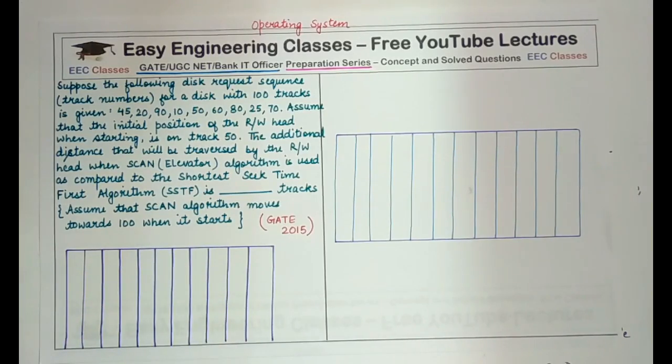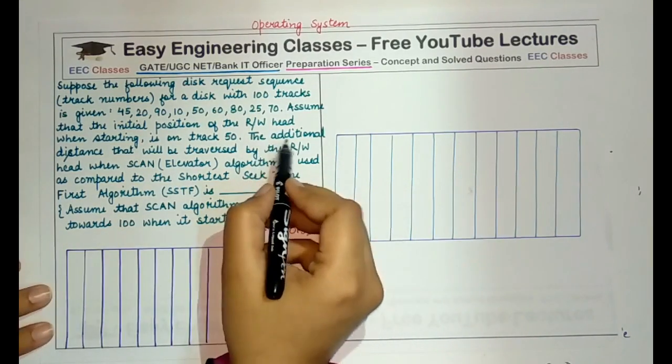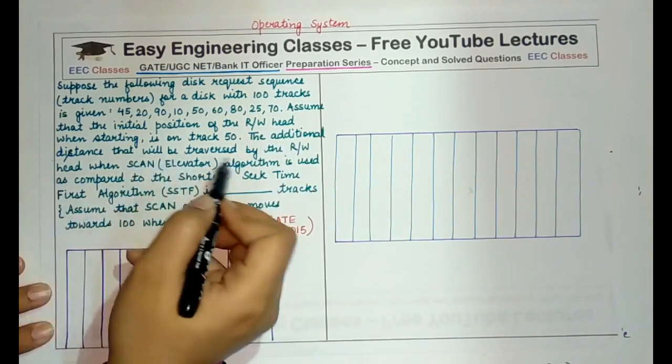Okay, so basically you are given a sequence of different track numbers that are requested, and you have to find a comparison between the SCAN algorithm or the elevator algorithm and the SSTF algorithm, which is the shortest seek time first algorithm, and you have to tell the difference. Please read the question carefully. It is asking for the additional distance that will be traversed.